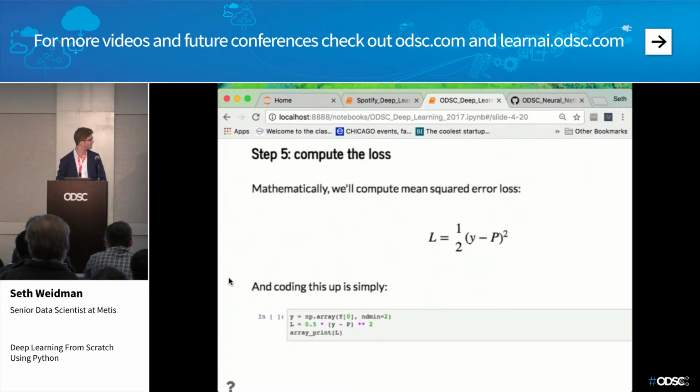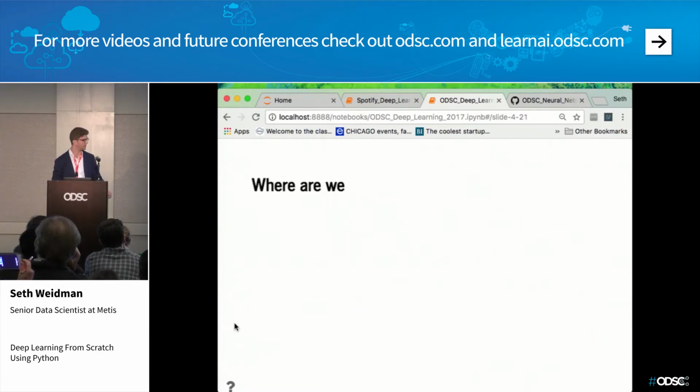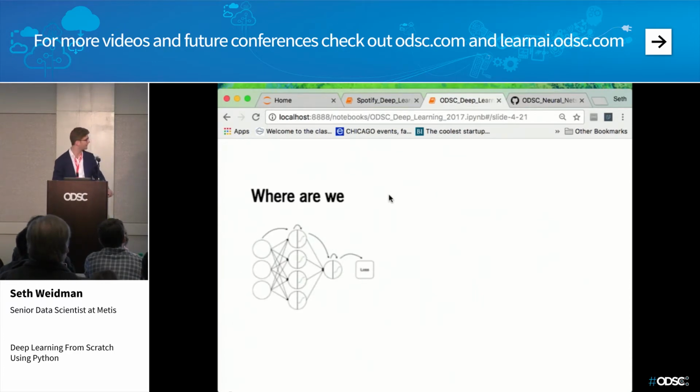And now we compute the loss. So we'll compute mean squared error loss, very simple. We want to treat predictions that are too low or too high equally. A simple way to do that is to use mean squared error loss. And so that's really just squared error loss. And so that's what we're doing here. And we get this number L that represents our loss. It represents how much our neural net missed by.